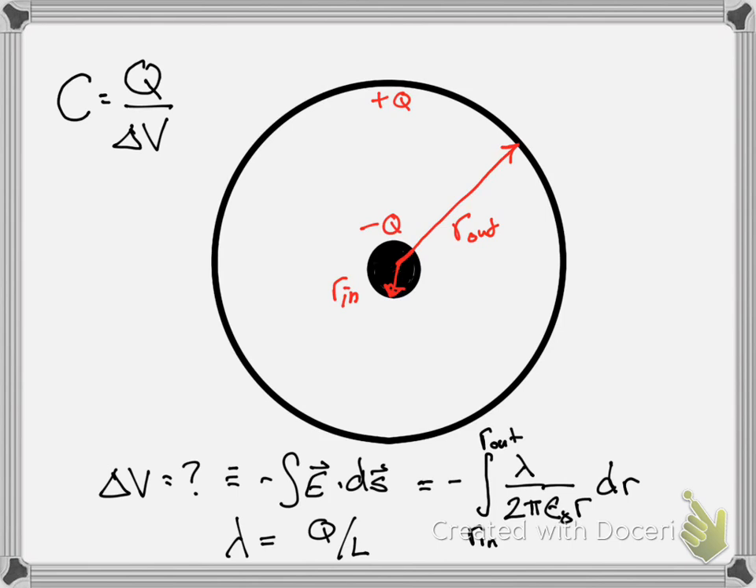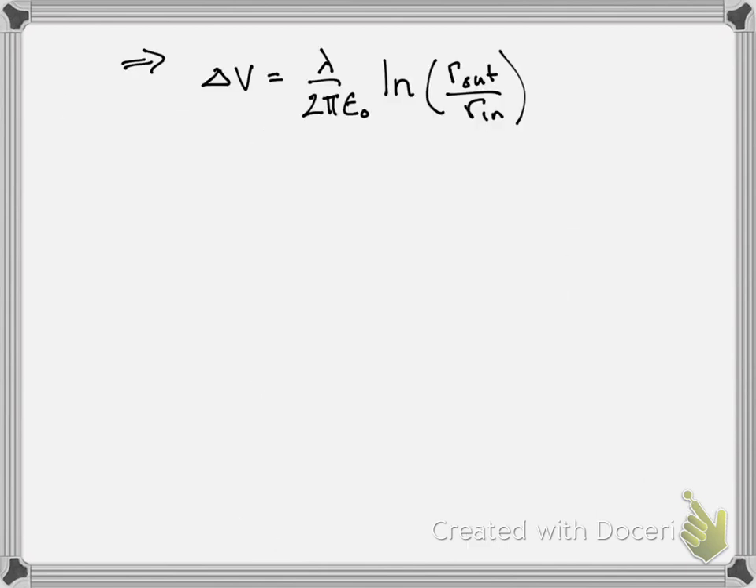But this is some calculus that you really should know, which is that lambda, 2, pi, epsilon 0 are all constants, and so they can come out of the integral, and then we just have 1 over r dr. There's a minus sign out front, but the integral of 1 over r dr is the natural log of r. We did this in class. We end up getting the potential difference between the outer and the inner conductor is this.